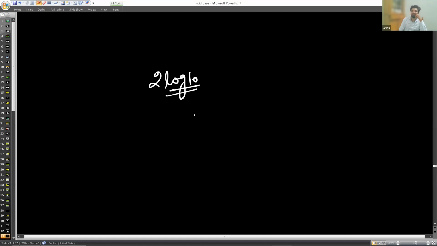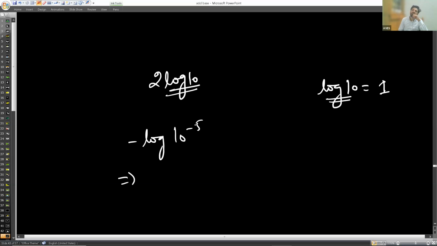Now log 10 has a value of 1. Like pi has a value of 22 by 7, similarly log 10 has a value of 1. For example, if I write log 10 raised to the power minus 5, what will its value be? Minus will get plus. You will write 5 into log 10, and this log 10 has a value 1. So you write 5 into 1, that is equal to 5. Got it?